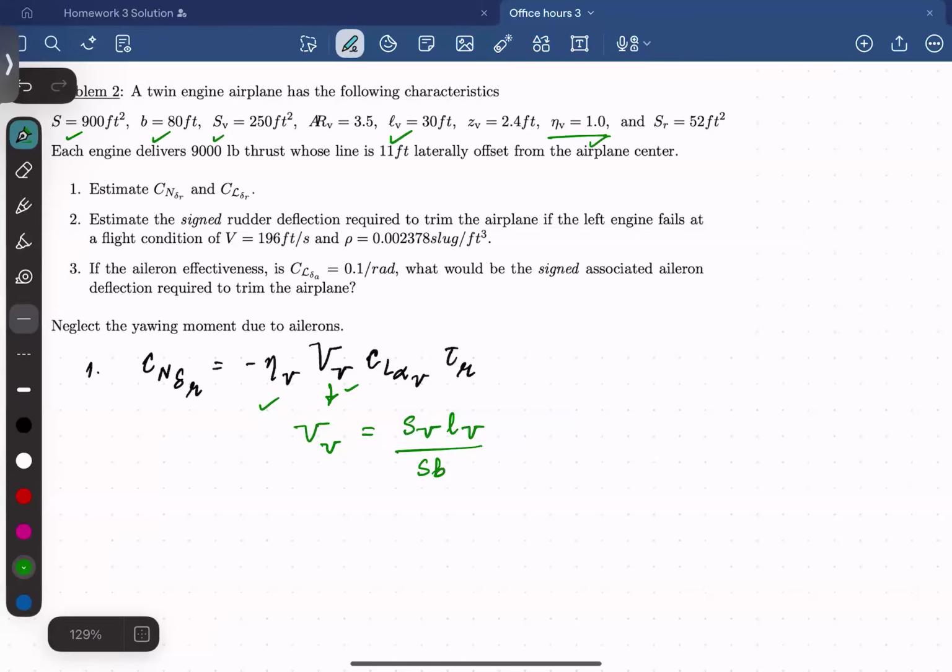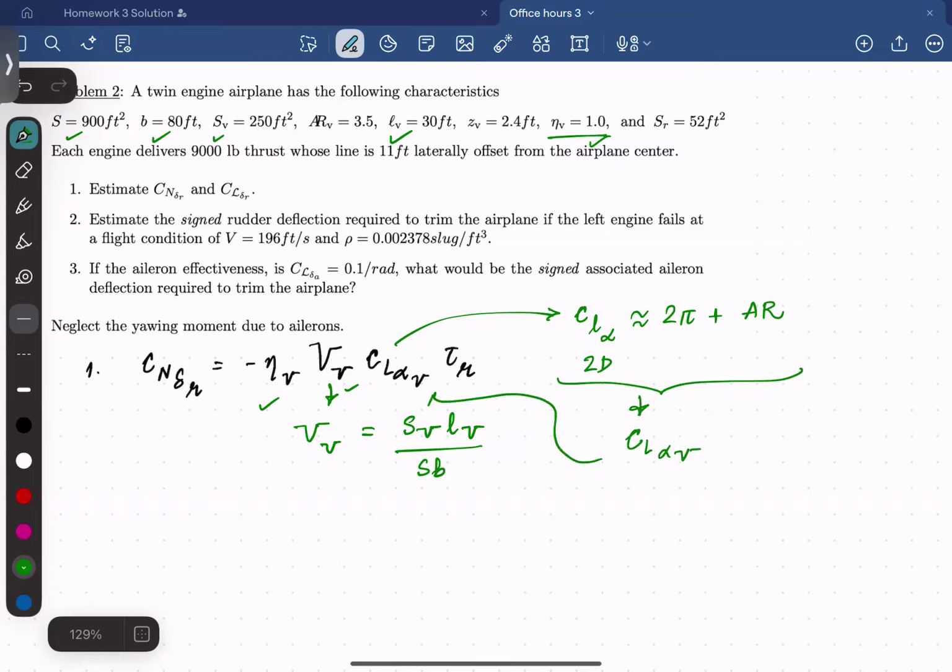CL alpha is again not provided. I'll reiterate what I said earlier. You can assume that CL alpha for 2D is approximately 2 pi. Then use this information with the aspect ratio of the vertical tail to finally get the 3D CL alpha for the vertical tail. Plug that in here, and you get this value as well. And then you have tau rudder.